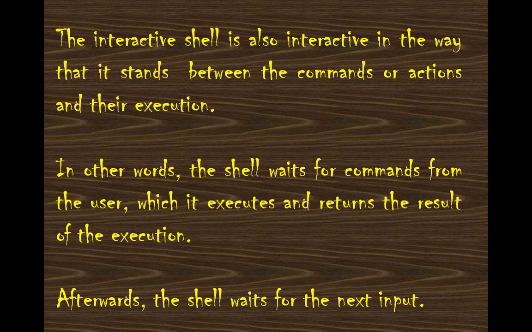The interactive shell is also interactive in the way that it stands between the commands and their execution. Or we can say that the shell waits for the commands from the user, which it executes and returns the result after the execution. Afterwards, the shell waits for the next input. That means once it has finished one statement, it will show you the output and then again show you the prompt for the next input.